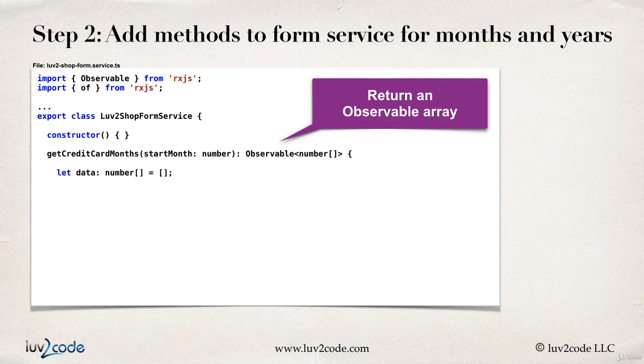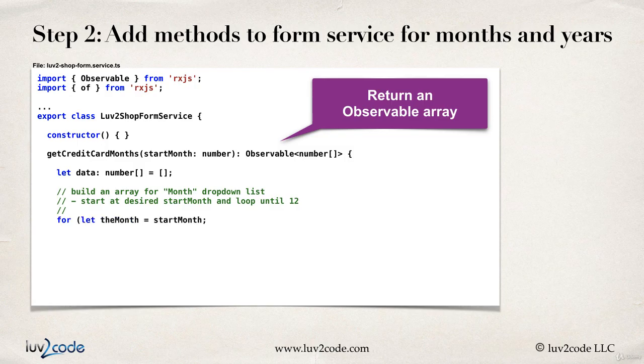Inside of our method here, we set up our empty array, data, number, square brackets, and then we're going to build an array for the month drop-down list. We're going to start at the desired start month and loop until 12. So they pass in start month as a parameter, and we set up our for loop. Let month equal start month, month less than or equal to 12, month plus plus, and then we say data.push. The data.push adds an element to the array. And then finally at the end here, we return of data.